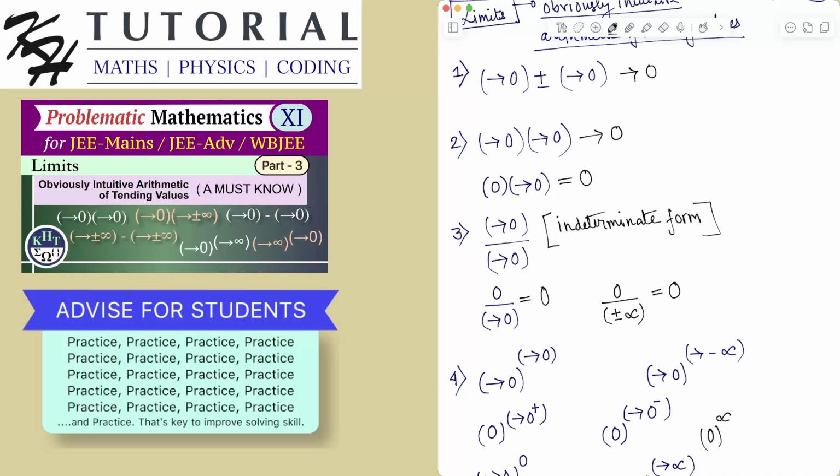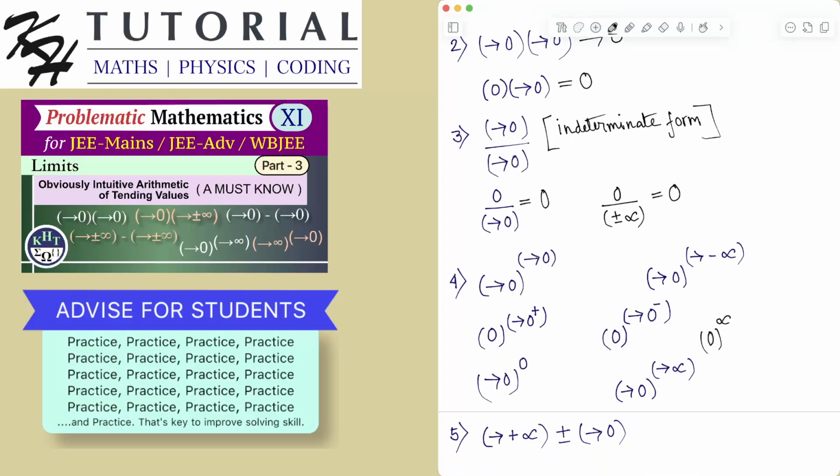So if the numerator is exactly 0, and the denominator is tending to 0, it is not 0. If it was 0, then it would have been undefined. Anything divided by exact 0 is not defined. But tending to 0 means it is not 0. It is a little greater than 0, or a little less than 0. So 0 divided by tending to 0 is always 0, and 0 divided by plus minus infinity is also equal to 0.